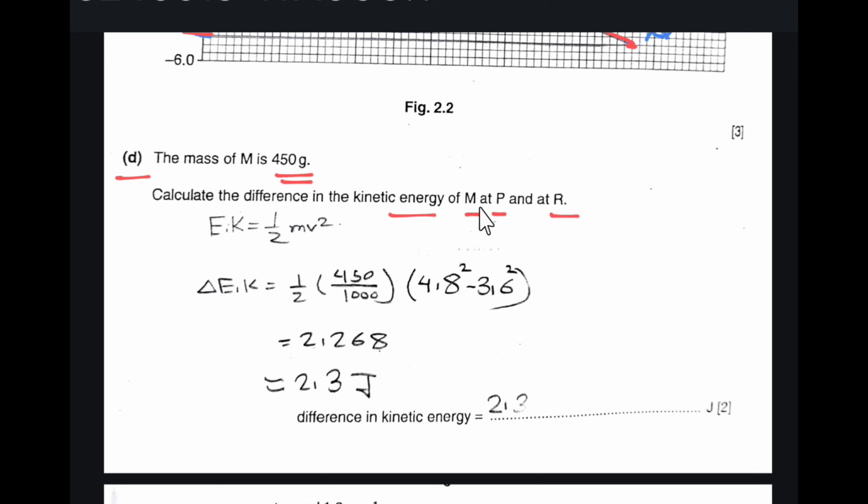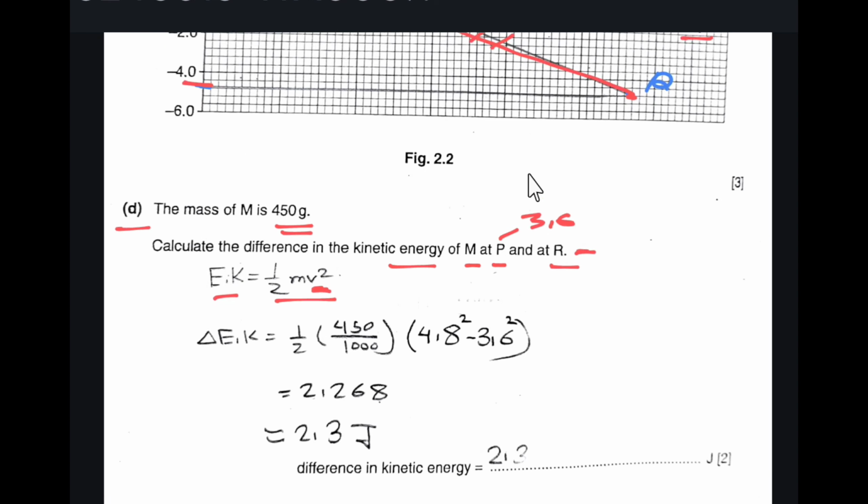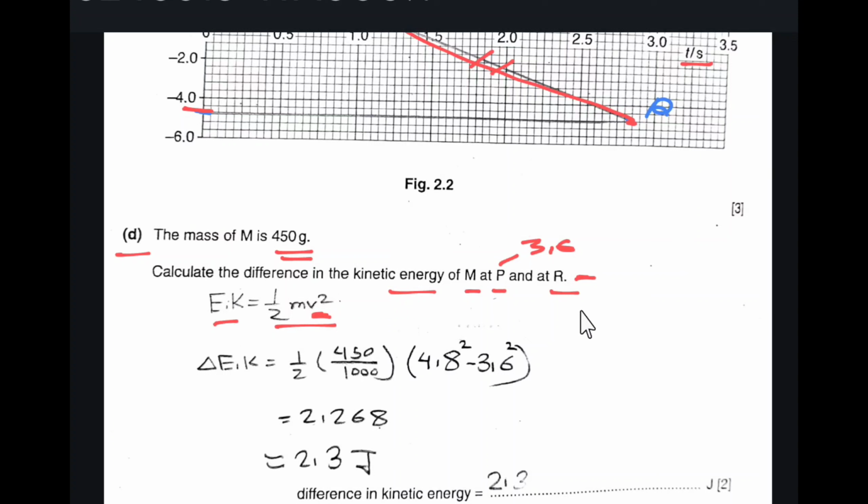So we know that kinetic energy is equal to half mv squared, where v is the speed, not the velocity. We know the speed at point P is 3.6 meter per second, and at R the speed is 4.8 meter per second. So we need to find the difference in kinetic energy. The difference in kinetic energy would be half mass. We must divide this by 1000 to get the mass in kilogram. Then half mass into speed squared, that is final speed squared minus initial speed squared.